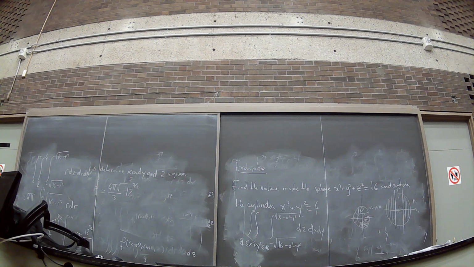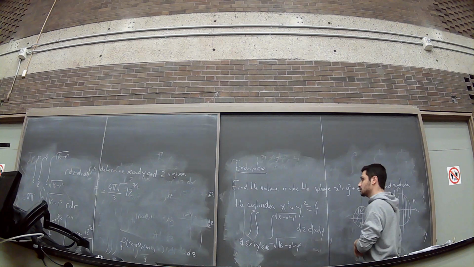So z will vary from 0 to square root, and then you times it by 2. This is like half the sphere. Which half? The one I colored here. Yeah. Okay, sure. Let's do it.